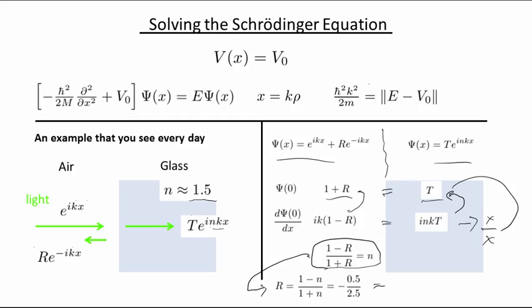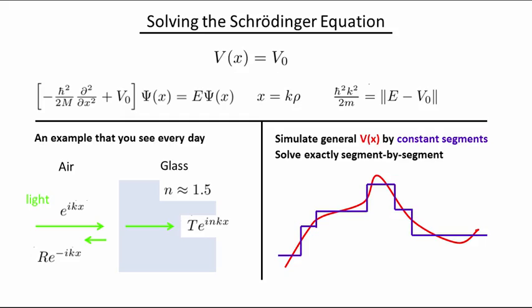So r is equal to minus 0.5 over 2.5, which is minus 1/5. The actual reflected intensity is r squared. The coefficient is 0.04, so it's 4%. This is about right. When you put light through a window, at normal incidence, about 4% is reflected.